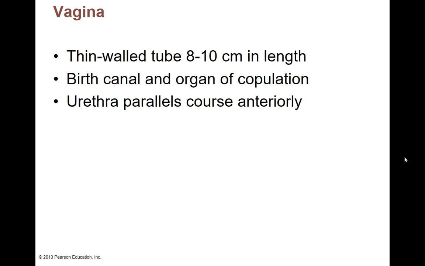The vagina is a thin-walled tube, about 8 to 10 centimeters in length, 3 to 4 inches. It has 2 functions. It's a birth canal. Baby has to fit through there. It's also the organ of copulation to receive sperm. The urethra runs right along, parallel with the vagina.